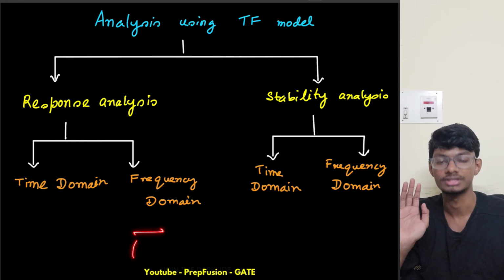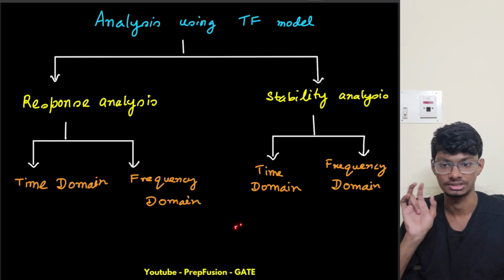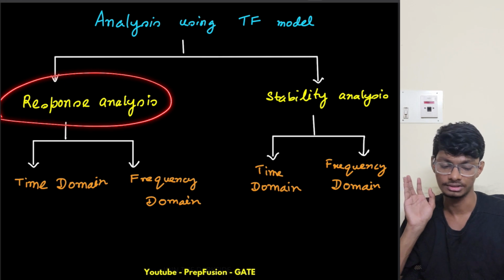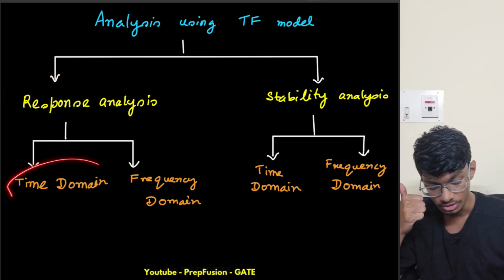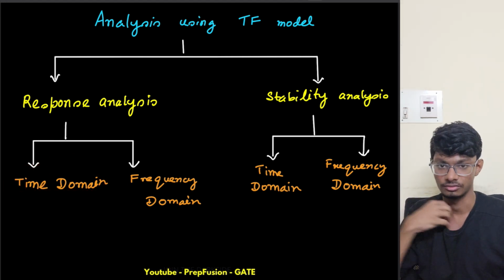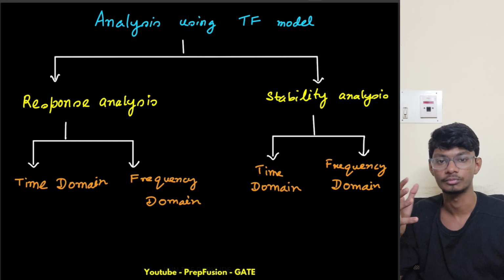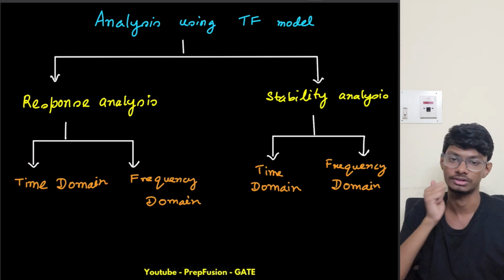If I suddenly apply some input, how is the system behaving dynamically before reaching the steady state, right? All those things will be done here, and after that, stability analysis. So response analysis in the time domain is what we are basically doing. We'll give a few inputs, like step and impulse, and we'll check the time response, the output of the time response.